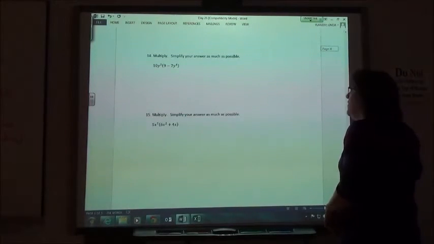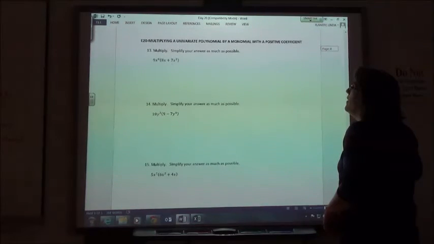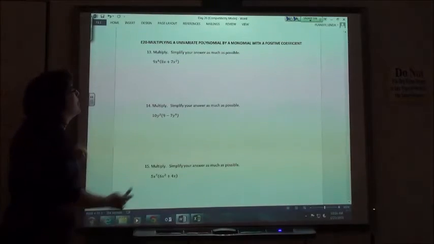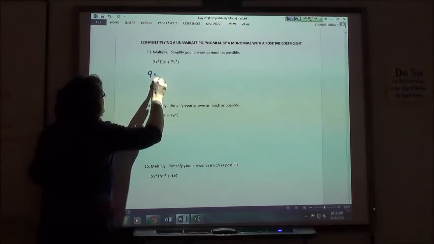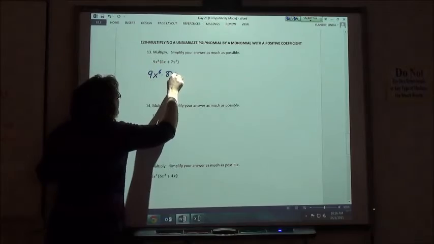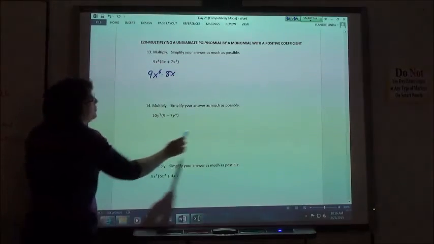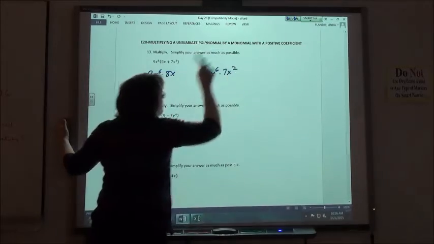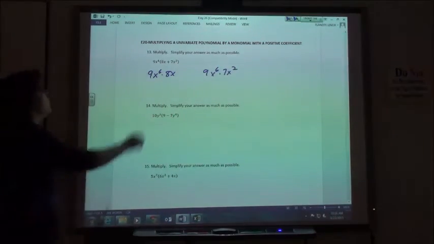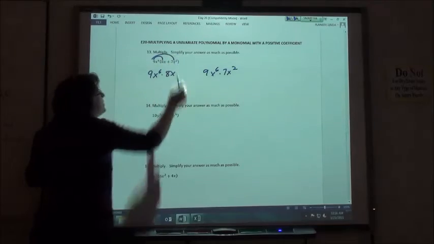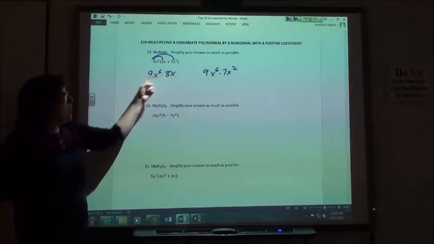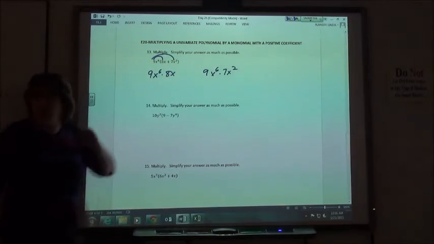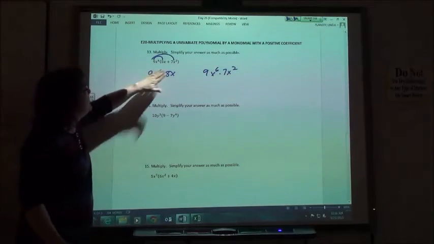Numbers 13, 14, and 15, we are now multiplying. And when you multiply here, you're using your distributive property. So you're taking the 9x to the 6 times the 8x and finding that answer. And then you're going to take the 9x to the 6 times the 7x squared and finding that answer. So we take this times this and this times this. When we multiplied the front numbers together, we added the exponents since our bases are the same.